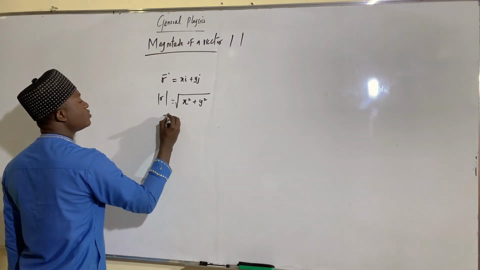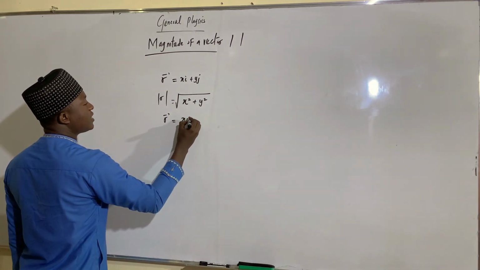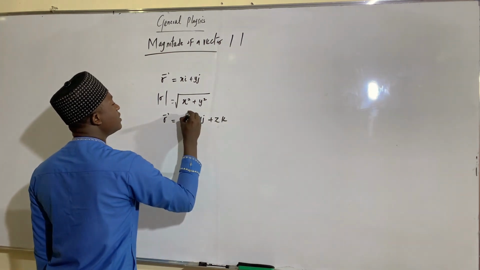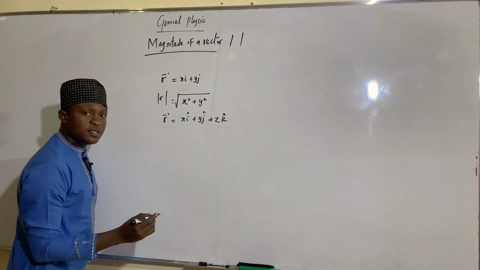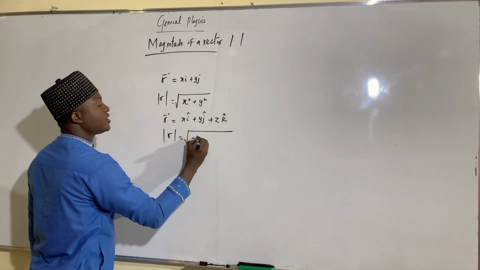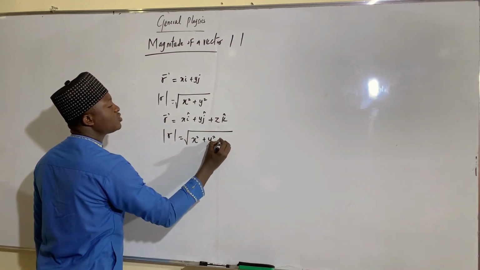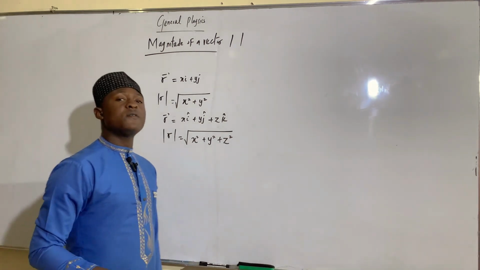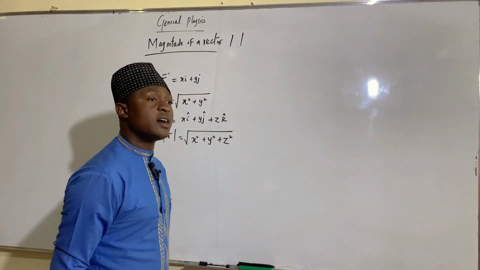Let's say we are given a vector xi plus yj plus zk. You can see in this problem there are 3 components, so it's still going to be the same. The magnitude of this is the square root of x squared plus y squared plus z squared. Just take their coefficients and find the square root.